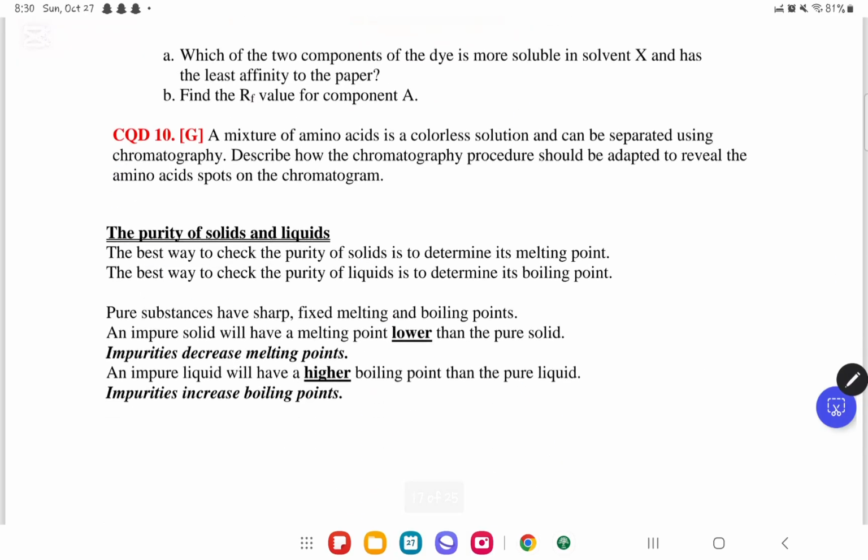Now we have CQD number 10 grid. A mixture of amino acids is a colorless solution and can be separated using chromatography. Describe how the chromatography procedure should be adapted to reveal the amino acid spots on the chromatogram. Very simply, whenever we have amino acids and we want to show the color of the amino acids, we should use a locating agent. So very simply, just use a locating agent.